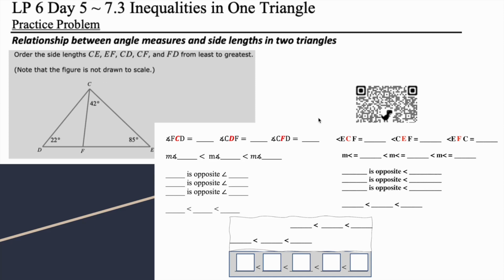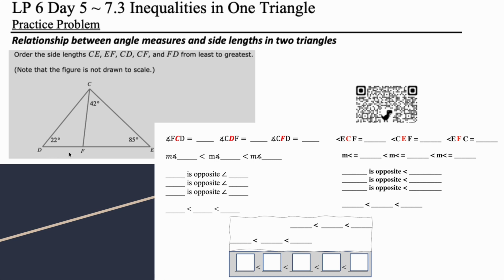All right, so now we're going to look at some more inequalities in a triangle so that we can actually compare the angles when we have a triangle that's split into basically two other smaller triangles. So, relationship between angle measures and side lengths in two triangles: we want to order the sides CE, EF, CD, CF, and FD from least to greatest. So all the exterior sides, and they did split the bottom.